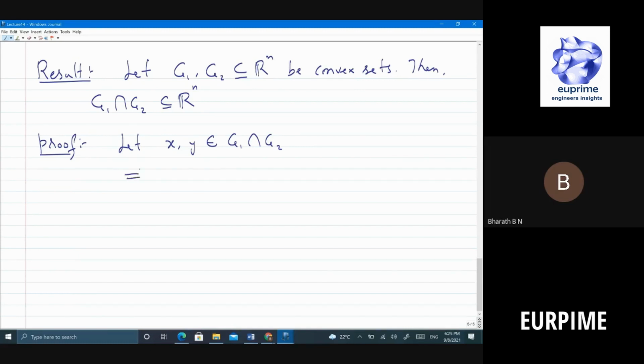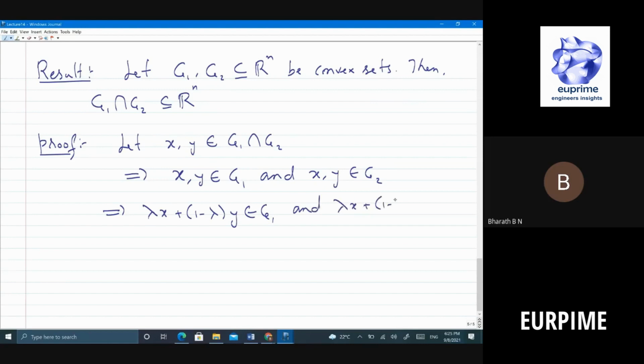So this implies x, y belong to C1 and x, y belong to C2. What does this mean? Remember, C1 is a convex set, so the convex combination should also belong. Lambda x plus 1 minus lambda y belongs to C1, and lambda x plus 1 minus lambda y also belongs to C2, because both are convex sets.